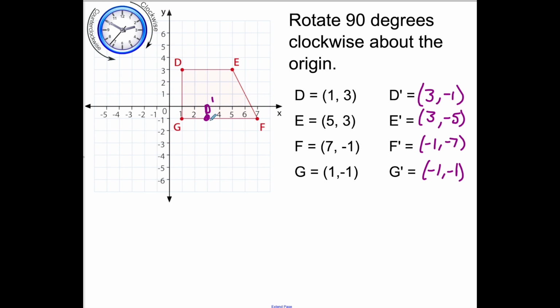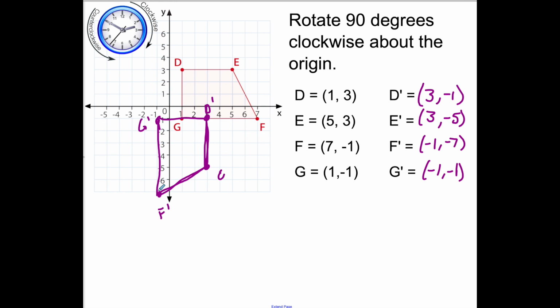E goes to 3, negative 1, 2, 3, 4, 5. F goes to negative 1, negative 7. And G goes to negative 1, negative 1. Okay, so we'll go ahead and reconnect these points. All right, very interesting. So very interesting indeed, and let's see what we can identify with these patterns here.